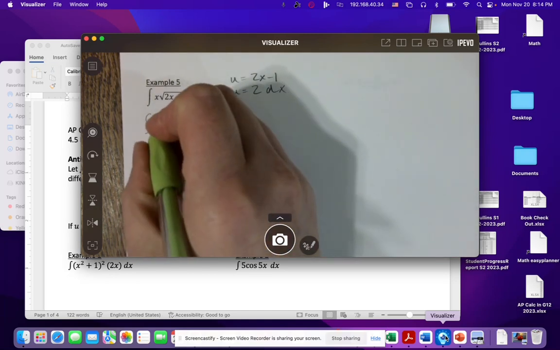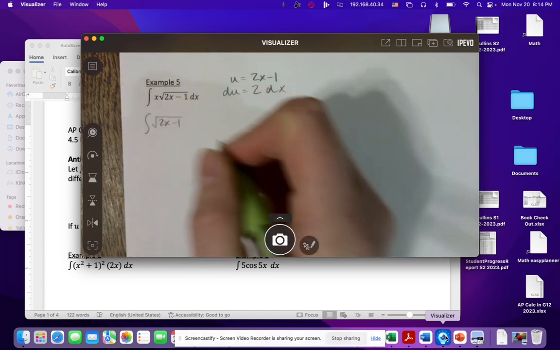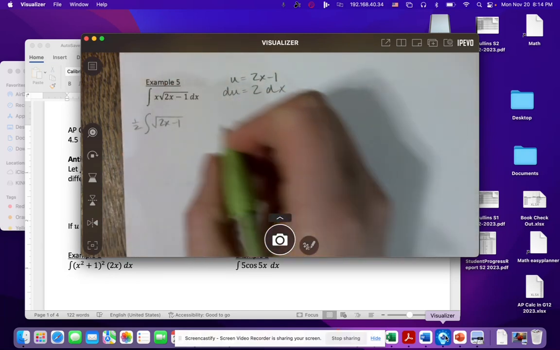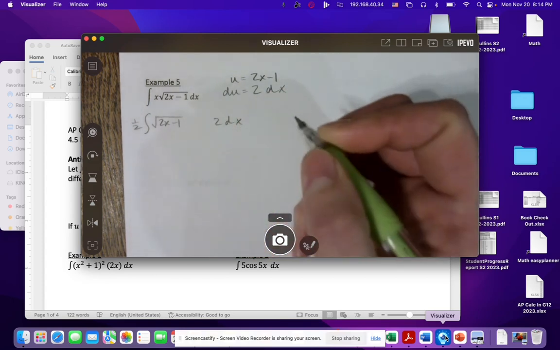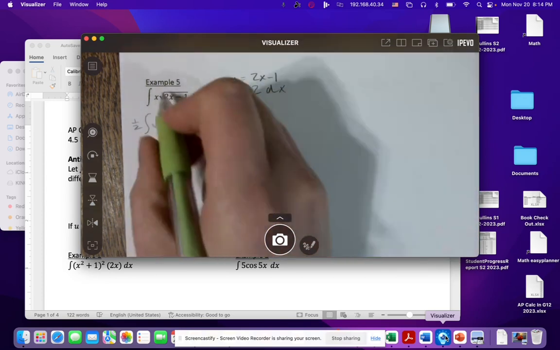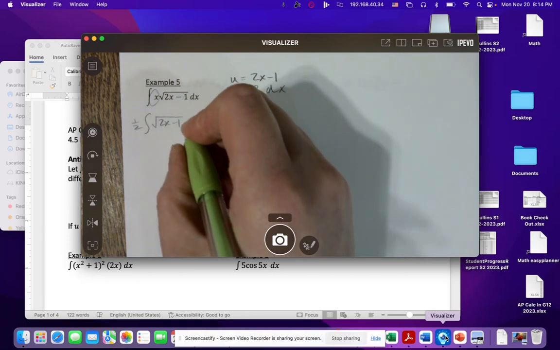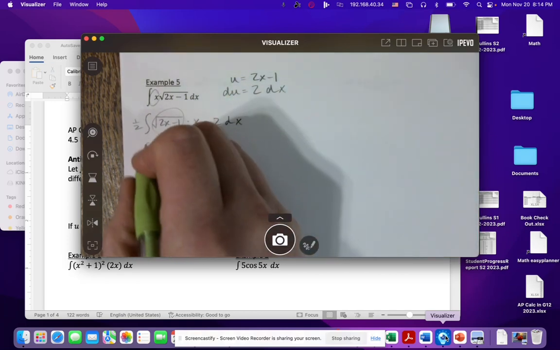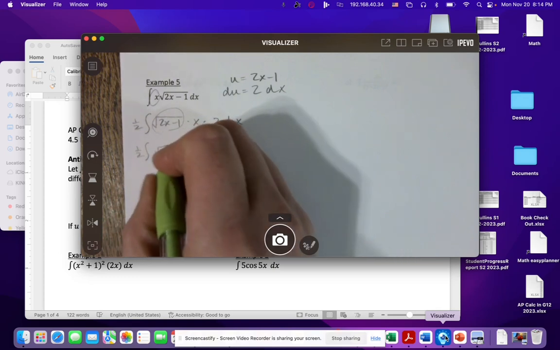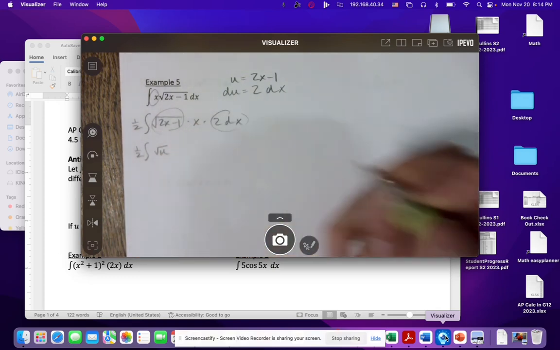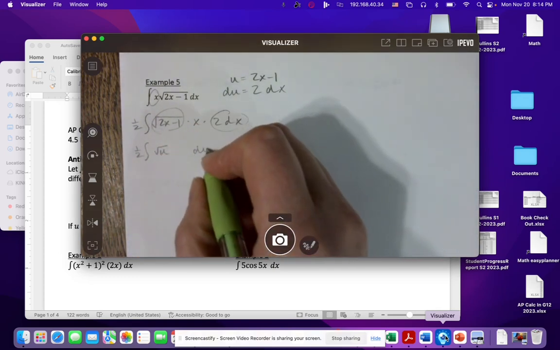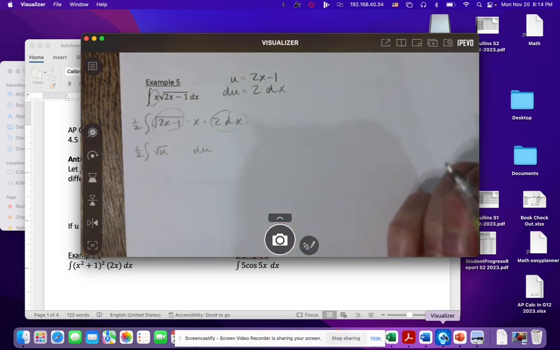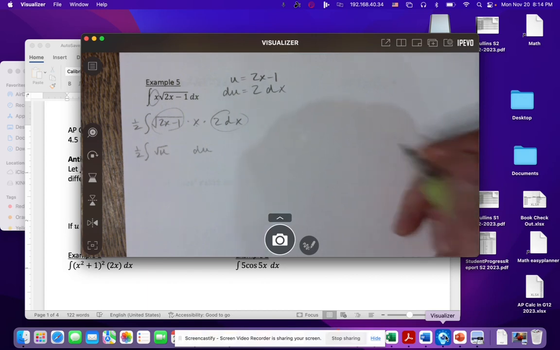So I'm going to write square root of 2x minus 1. I need a 1/2 here. I have a 2 dx. There's just one problem. I have this factor of x here. So I can make a substitution here. I'm going to have square root of u. I can make a substitution here. That becomes my du. But what in the world do I do with this x? So let's go over here and do a little bit of scratch work. We need everything to be in terms of u.